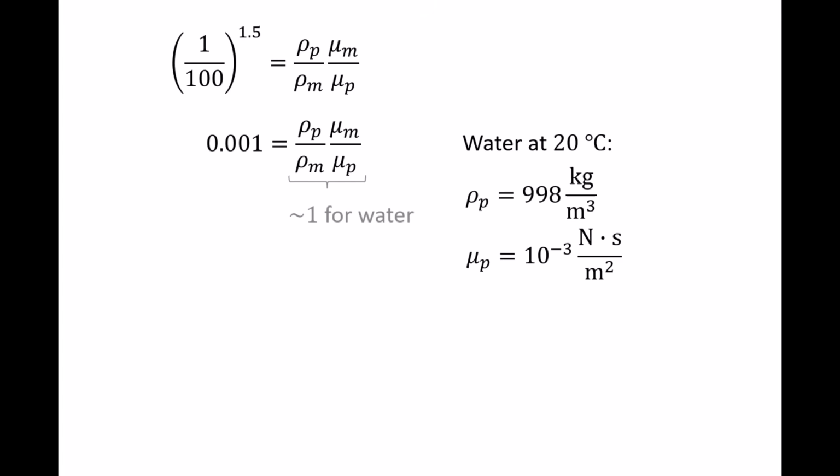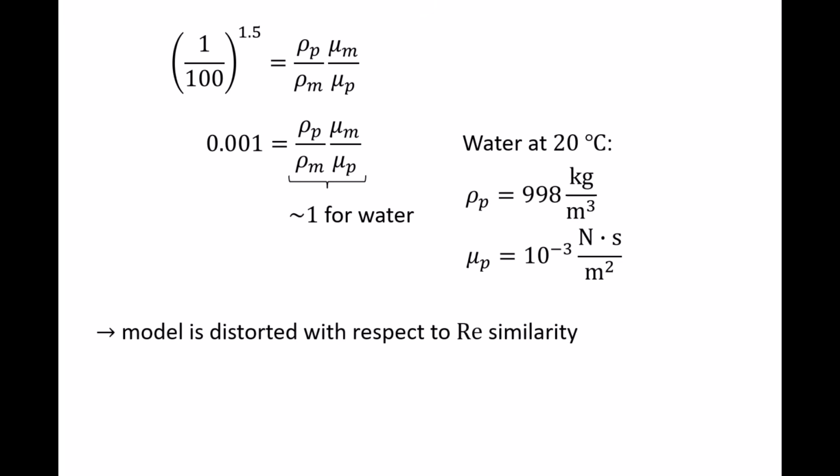That means we should expect the right side of the equation to be on the order of 1, and the model of the spillway will be distorted with respect to Reynolds number similarity. But this may be okay. If the Reynolds number is high enough in the model and prototype, the turbulence in the water in both systems could be similar, ultimately resulting in similar flow patterns.